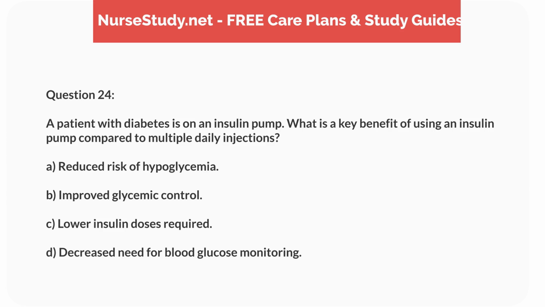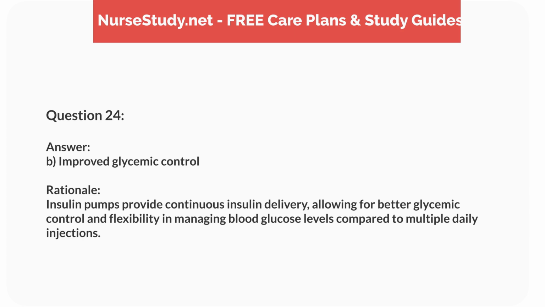Question 24. A patient with diabetes is on an insulin pump. What is a key benefit of using an insulin pump compared to multiple daily injections? A. Reduced risk of hypoglycemia. B. Improved glycemic control. C. Lower insulin doses required. D. Decreased need for blood glucose monitoring. Answer B. Improved glycemic control.